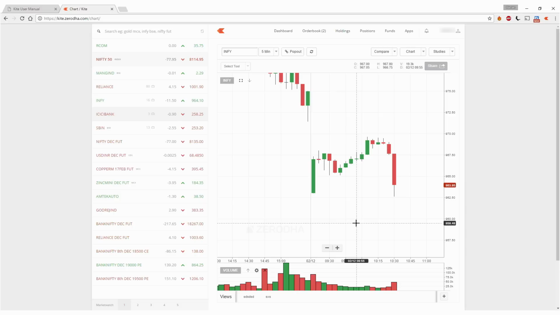So if you know there are levels and you want to enter above or below a certain level, just place an SL order and forget about it. If it breaks that level, your order will get executed. If it does not break that level, you don't have to worry about it.